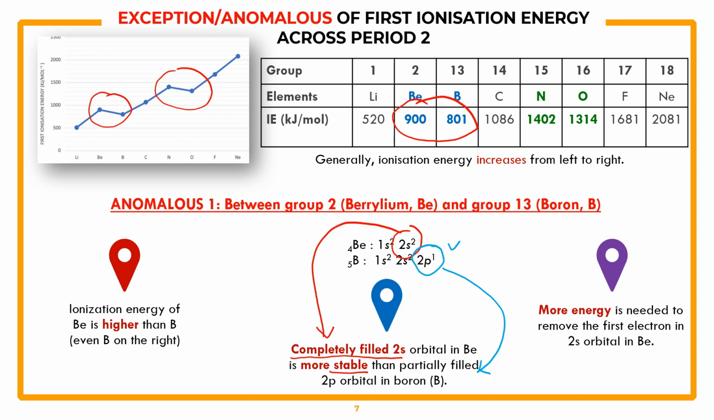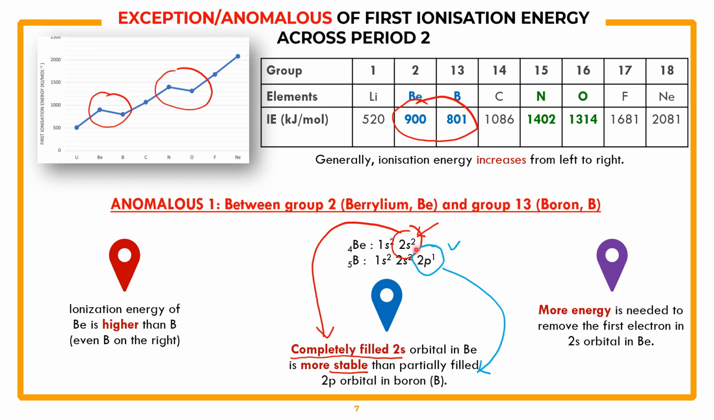Okay, so apabila beryllium dah pun stable, maka nak buang elektron or valence elektron pada 2s dekat sini, this will be harder. Okay, kerana this valence elektron telah pun mencapai kestabilan. Okay, telah pun stable. Okay, kestabilan apa? Okay, completely filled 2s orbital.